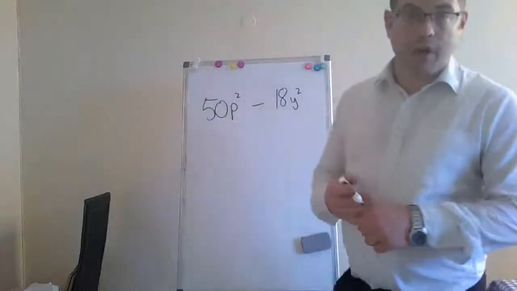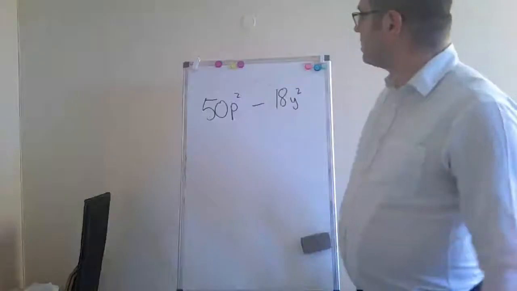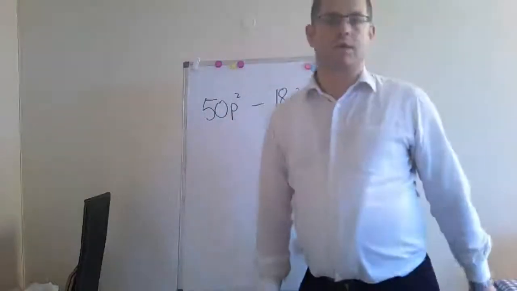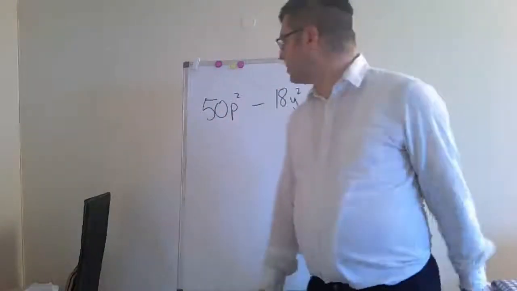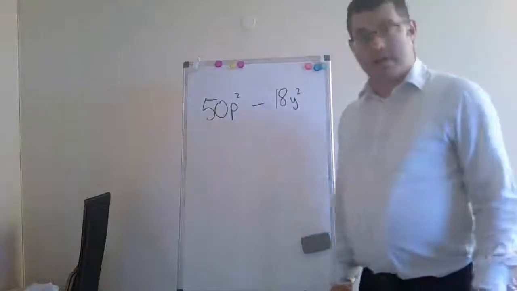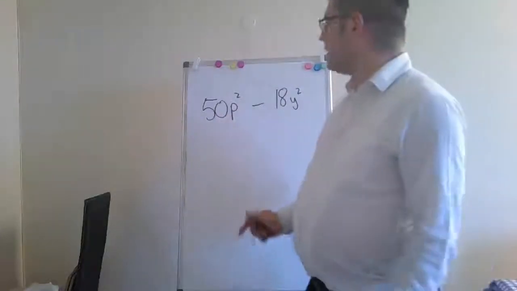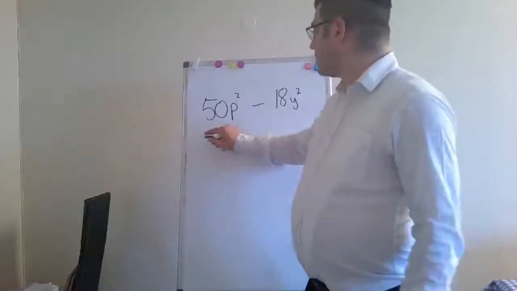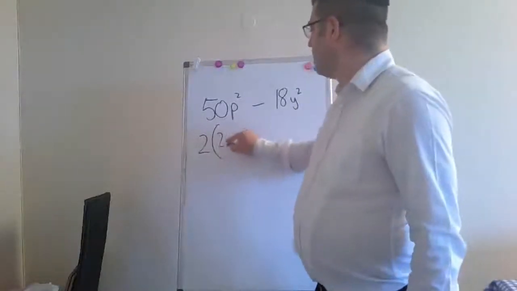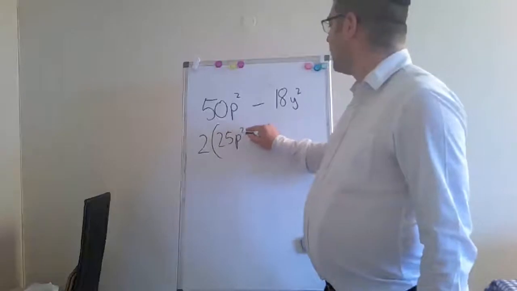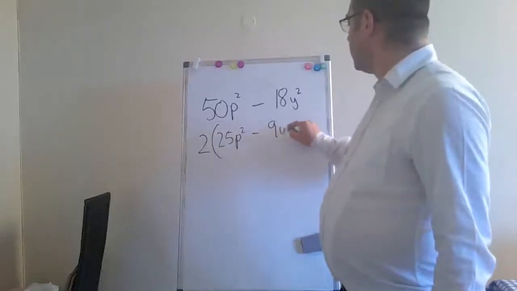Okay, so let's go through it. If you try to square root this, you get a problem. Square root of 50, you're going to be left with what's called a surd, a square root. The same with 18. But before we start, let's recognise 50 and 18 have a common factor. They both have a factor of 2. So let's take out 2: 2 times 25p squared minus 9y squared.